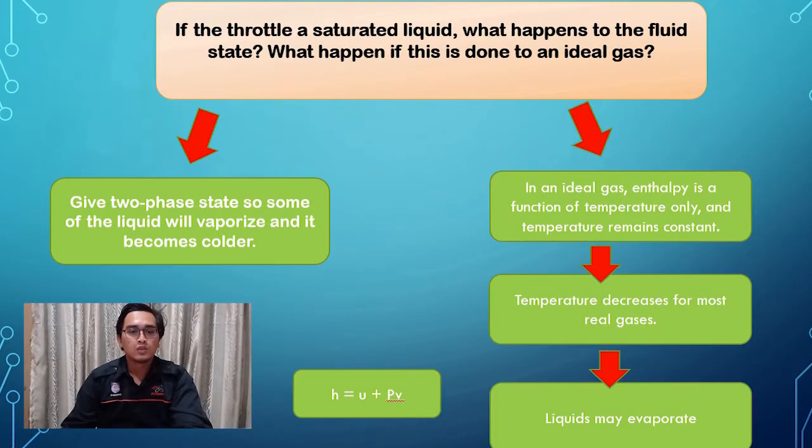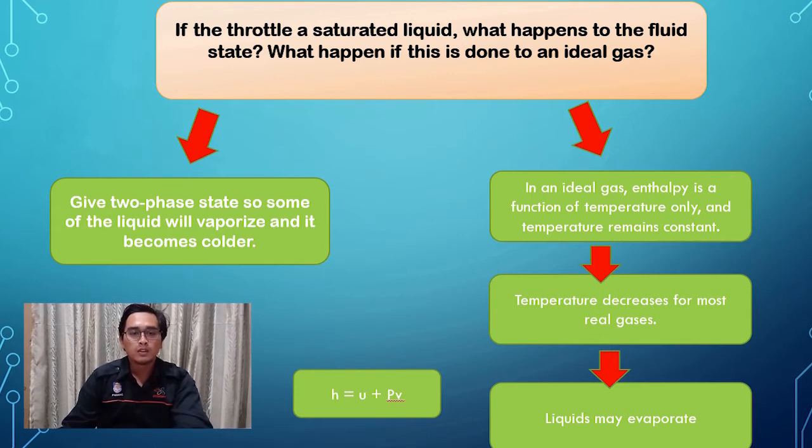Next, we discuss what happens if we throttle a saturated liquid, what happens to the fluid state, and what happens if this is done to an ideal gas. So what if we throttle a saturated liquid? The state goes from saturated liquid to a lower pressure with the same H, giving a two-phase state. So some of the liquid will vaporize and it becomes colder.